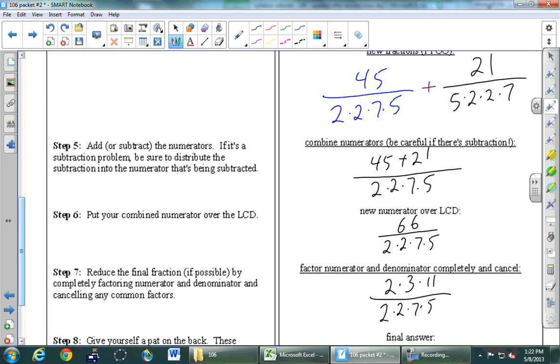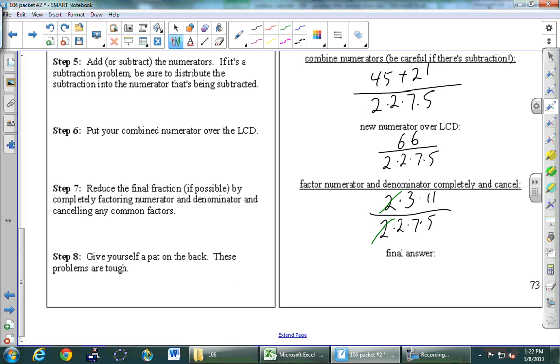And now because it's multiplication, because it's factored, we can cancel. So one of those 2's goes away. That's a foo-foo. So our final answer is, and now we'll actually make it one number, 33 divided by 70.